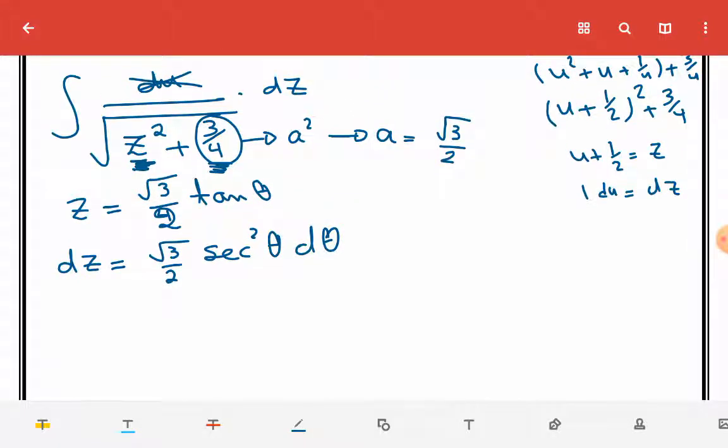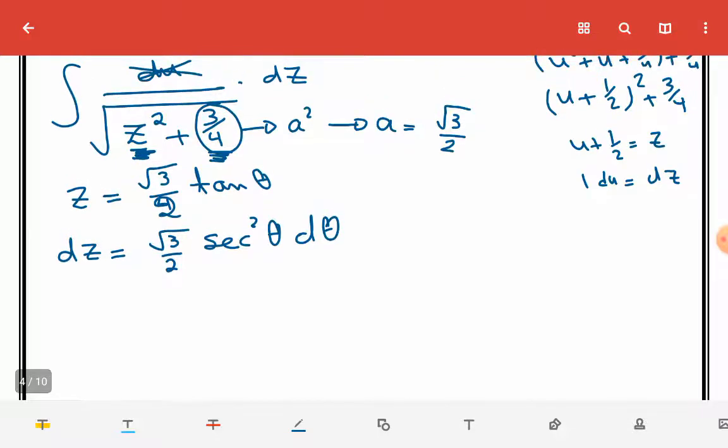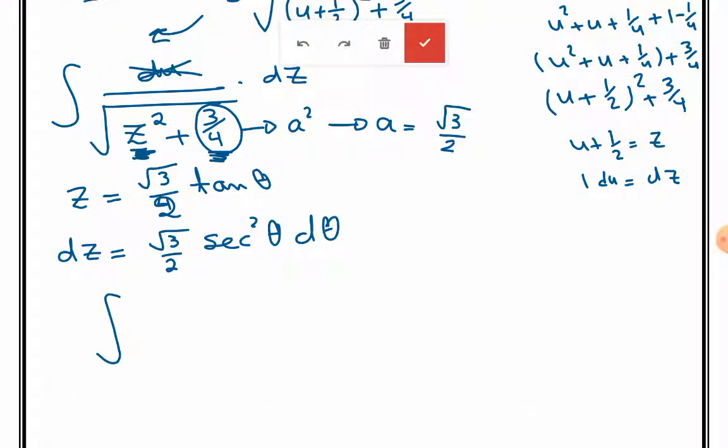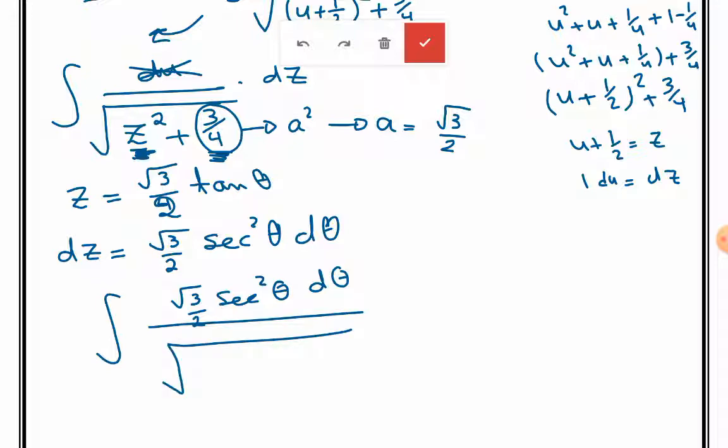This one, the integral of dz, and dz now is radical 3 over 2 secant squared theta d theta, and this is all over the root of z squared. The z squared, which is radical 3 over 2 tan theta squared, will be now 3 over 4 tan squared theta plus 3 over 4.